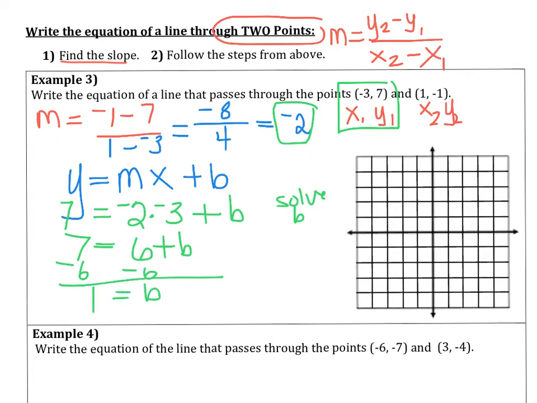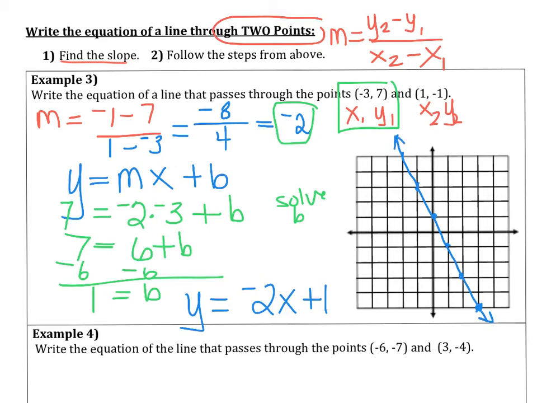Our final step is to actually write the equation. So you're going to have y equals -2x plus 1. When I graph that, I'm going to go to +1. I'm going to go down 2, right 1. Down 2, right 1, down 2, right 1. I'm going to reverse that. Go up 2 and left 1, up 2 and left 1. Connect your dots, make a line.